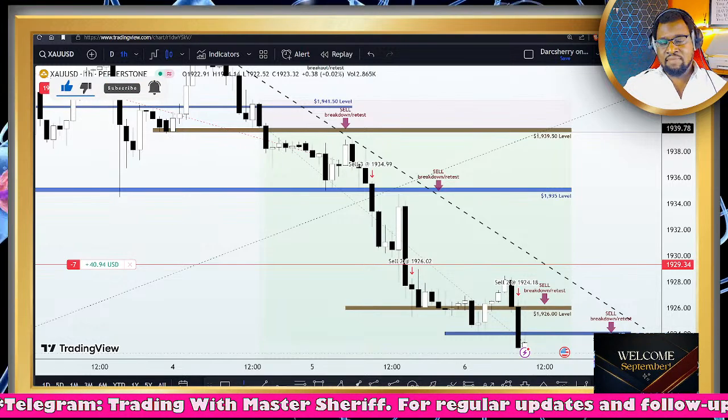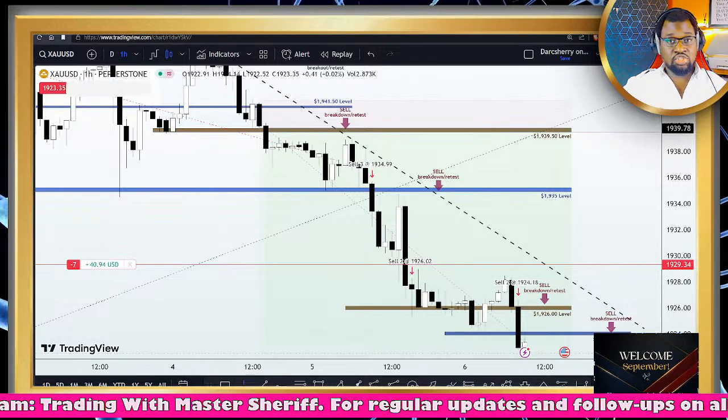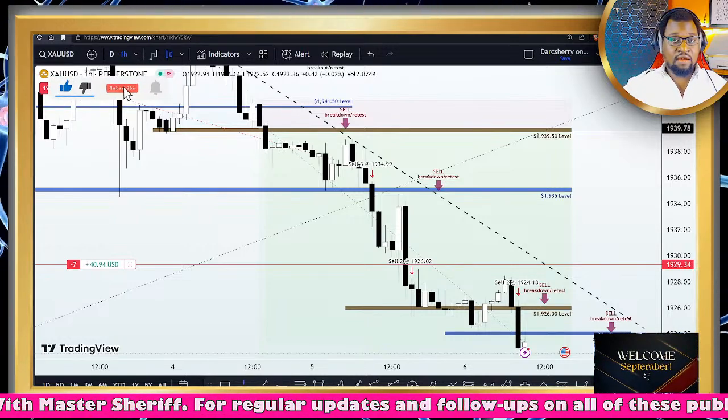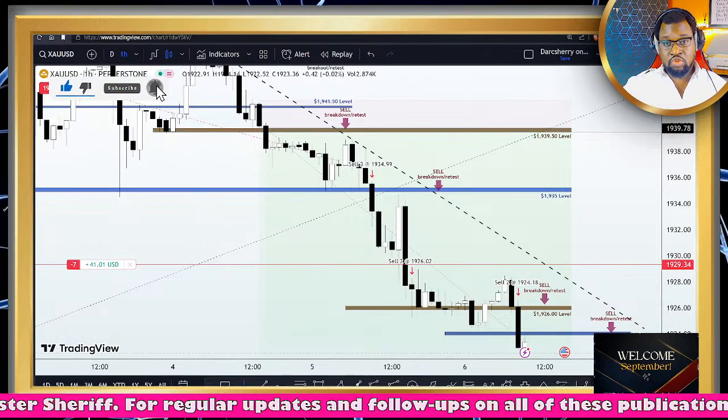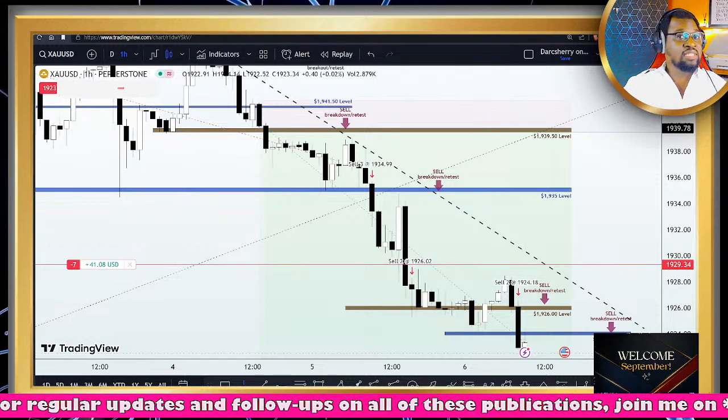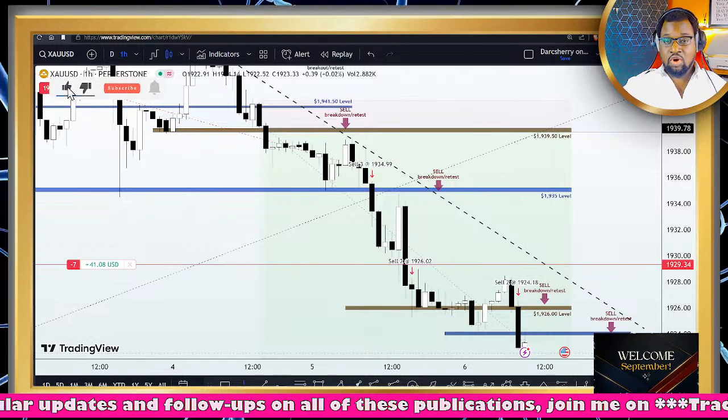And I'm very excited to share with you one of the insightful ideas I have based on the structures. Though for those who are with me on both my TradingView and Telegram platform, you will definitely have gotten an update on that one.